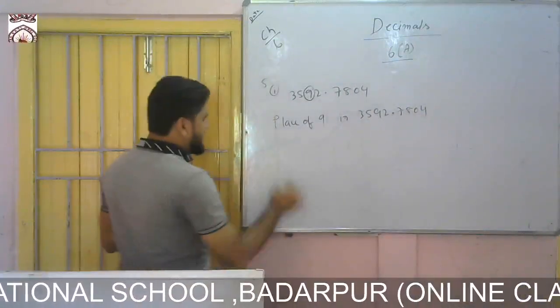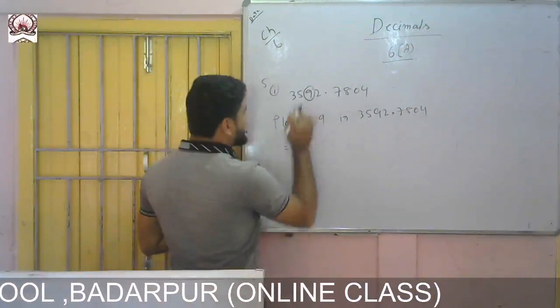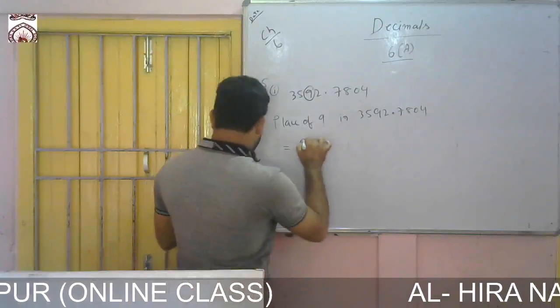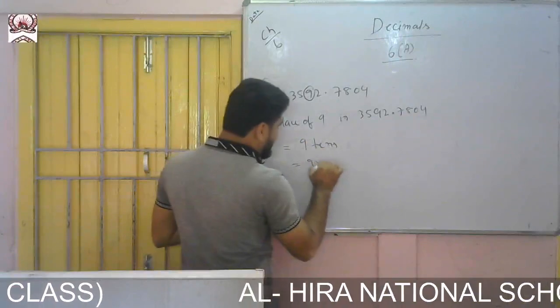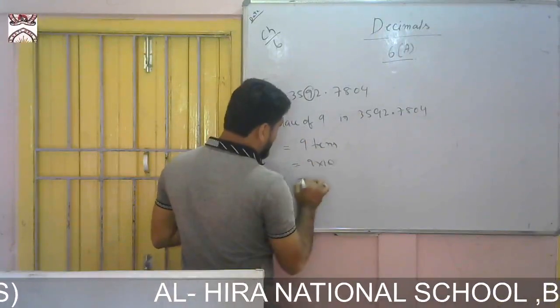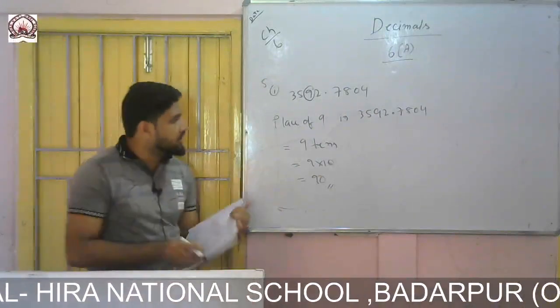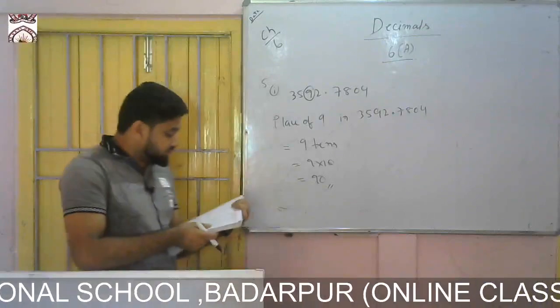0.7804 will be what you see? 9 is in what? Tens place. So write like this: 9 tens. 9 tens means what? 9 into 10. It is what? 90. So like this you need to write. Okay.